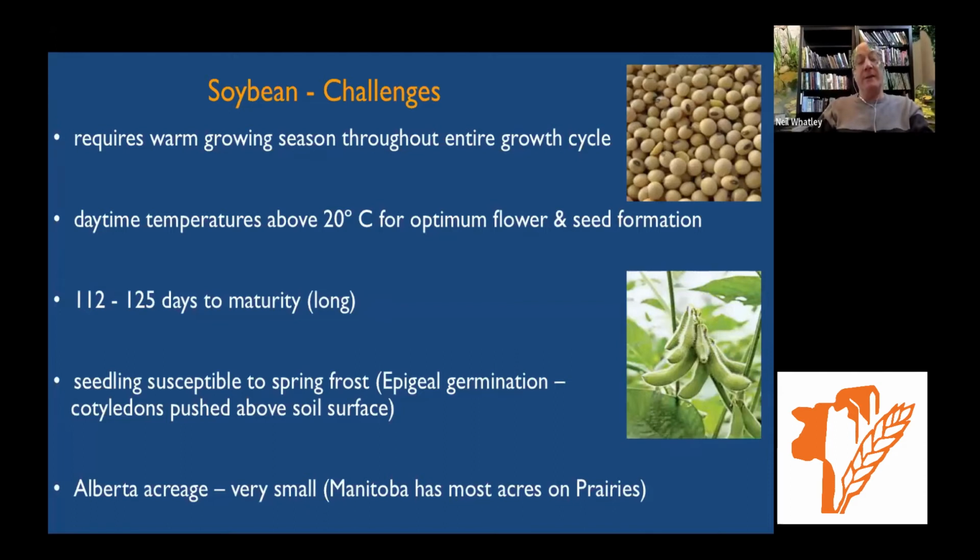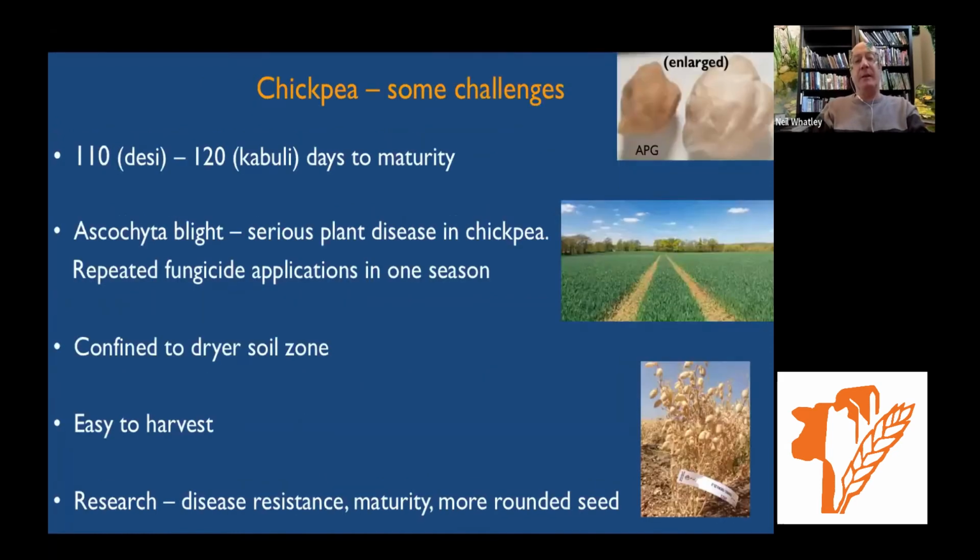And southern Ontario too, of course. Seedling is susceptible to spring frost. It's got epigeal germination. The cotyledons are actually pushed above the soil surface. I'll talk more about that later. And Alberta acreage is very small. Manitoba has the most acres of soybean on the Canadian prairies.